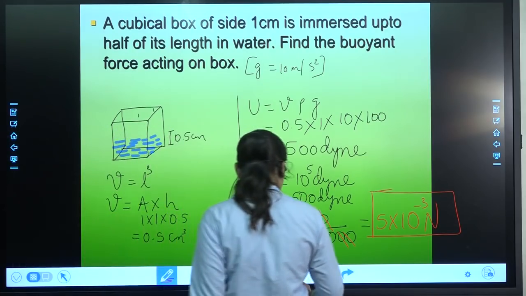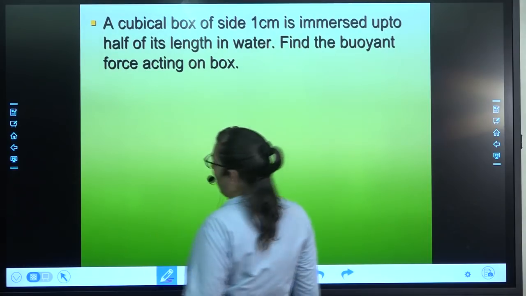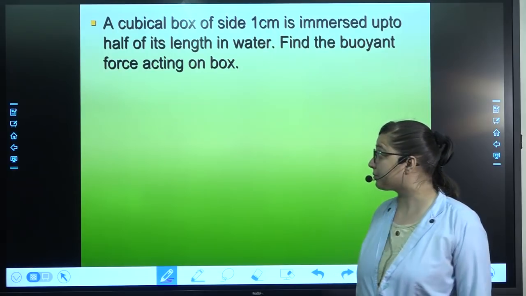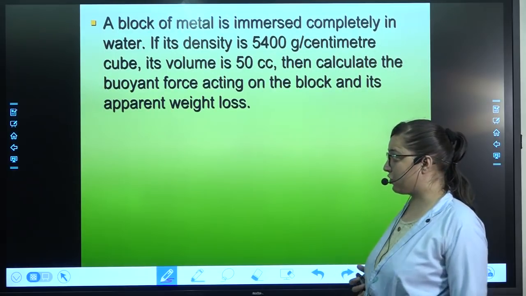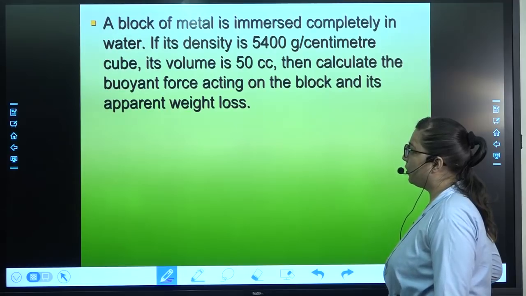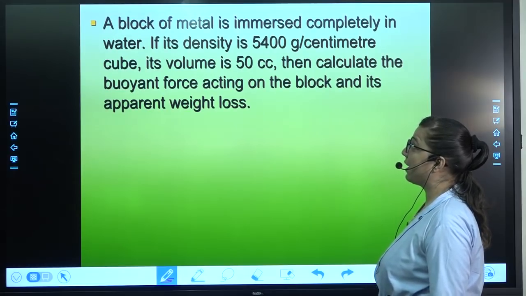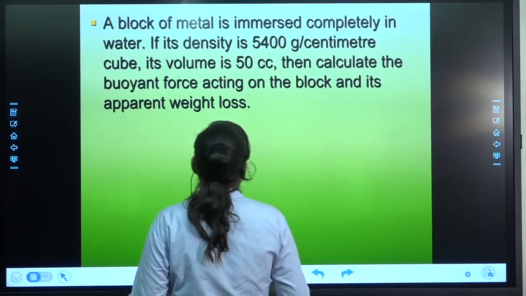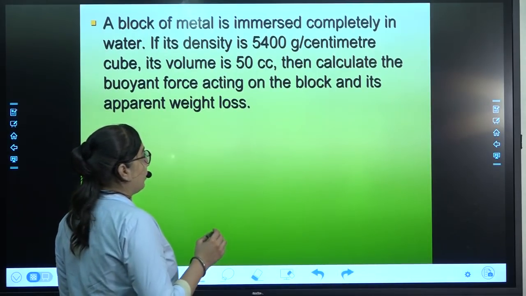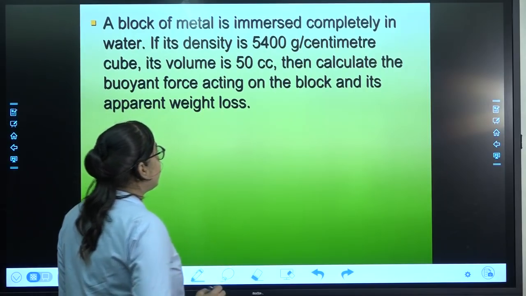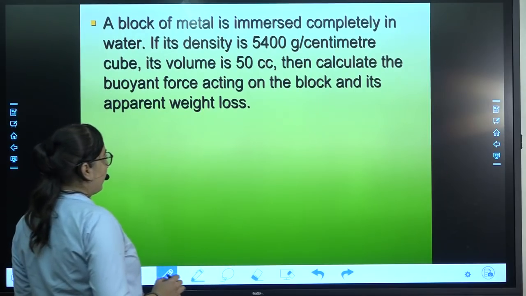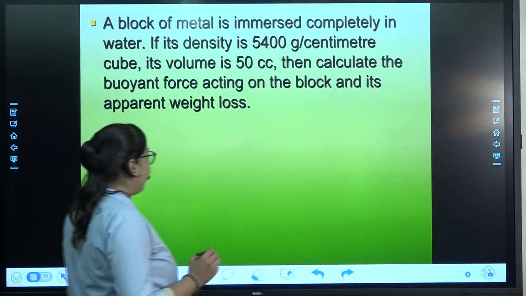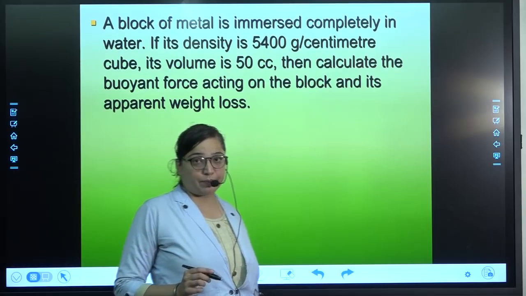So I hope you have noted the content. Now we'll move on the next particular type of numerical. Here is the next numerical. There is a block of metal which is immersed completely in water. If the density is 5400 gram per centimeter cube, its volume is 50 centimeter cube, then calculate the buoyant force acting on the block and its apparent weight loss.